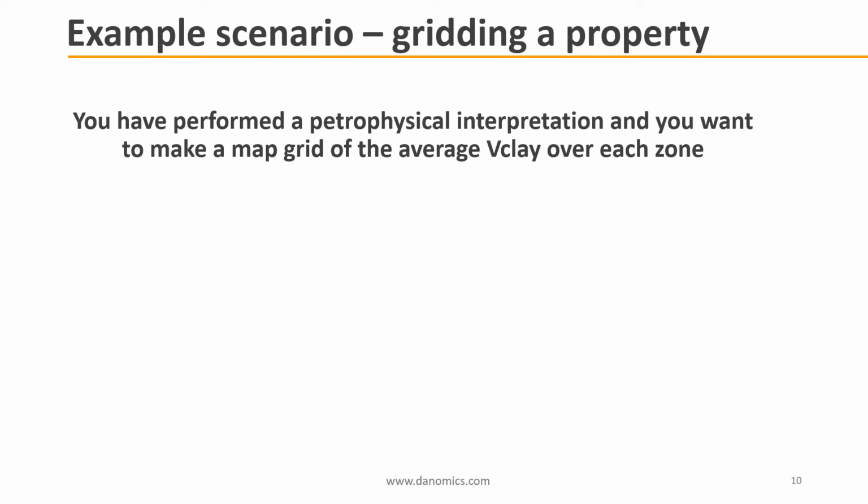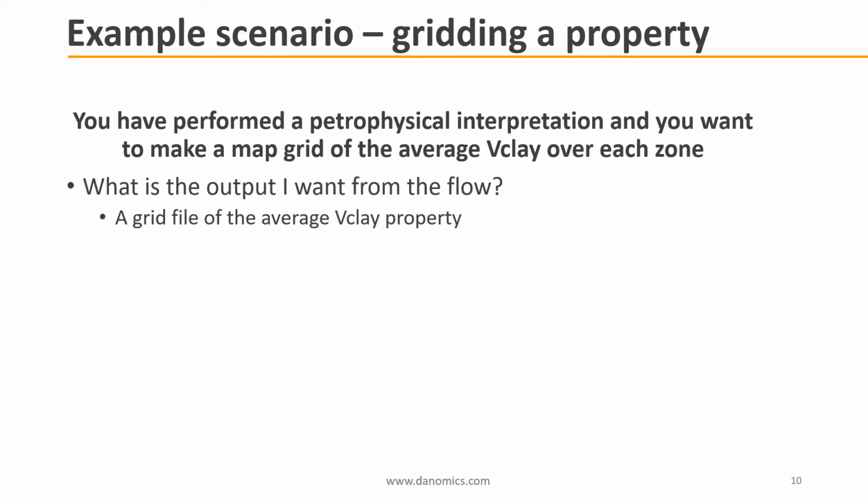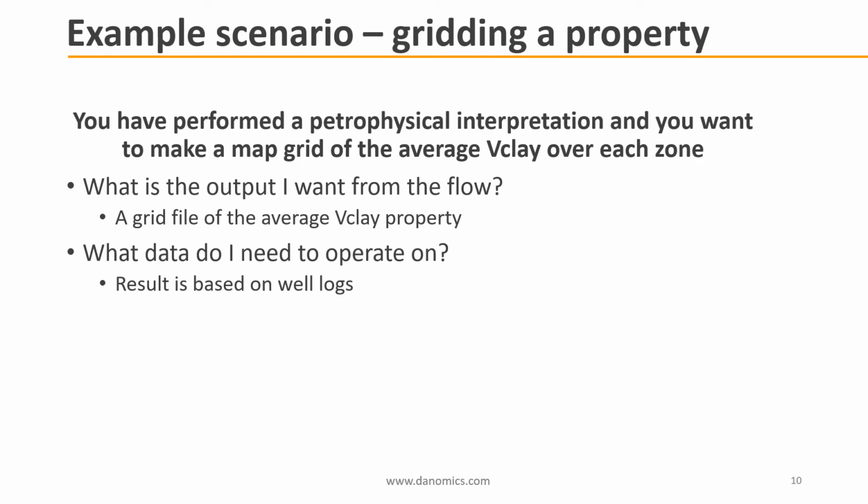Let's say that I wanted to grid a property. Let's say I've performed my petrophysical interpretation and I want to make a map grid of my average clay volume over each zone. So, what are those questions? What's the output that I want from the flow? I want to make a grid file for my average V clay property. Okay, what data am I operating on? Well, this result is based on the well log. So I start with my well log, for example, my gamma ray and my neutron density. I'm going to perform some petrophysical calculation, and then I'm going to transform the data. But it all starts on well logs.